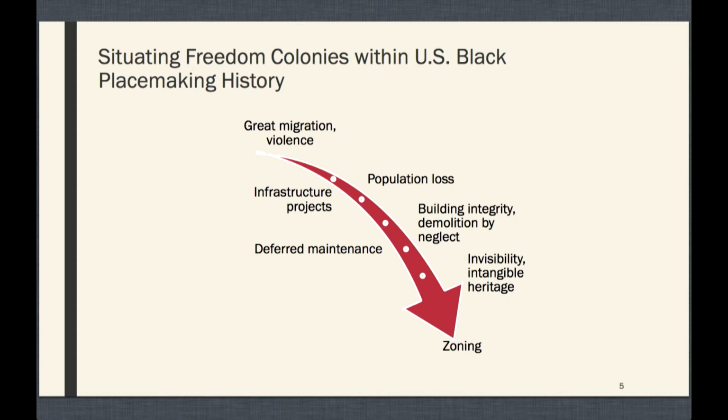We have the intrusion of infrastructure projects and also disruption of circulation and connection between Freedom Colonies due to these infrastructure projects, deferred maintenance on buildings, and all of these things that compromise building integrity, and of course, invisibility due to the remaining understanding of these places residing so much in intangible heritage. And I say zoning at the end there because there's so many ways in which these communities have been zoned that lead to their decline, particularly including areas in which there is terrible environmental racism.